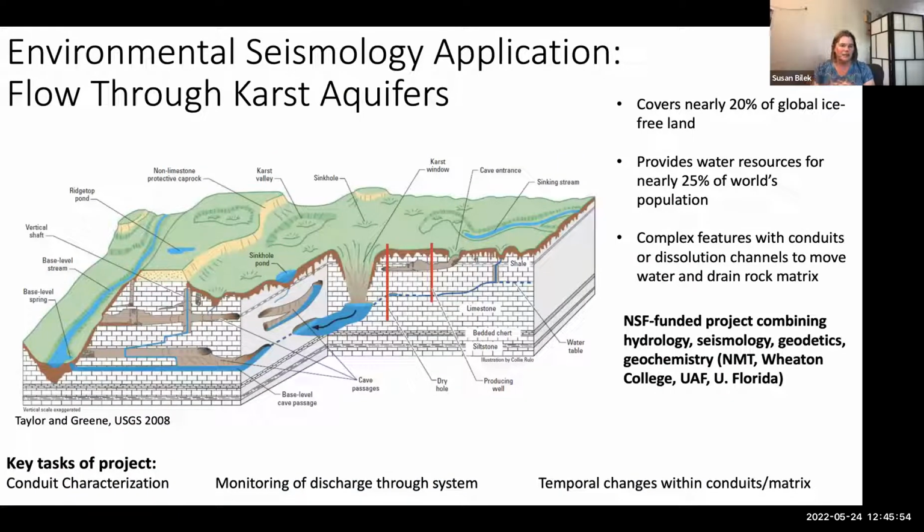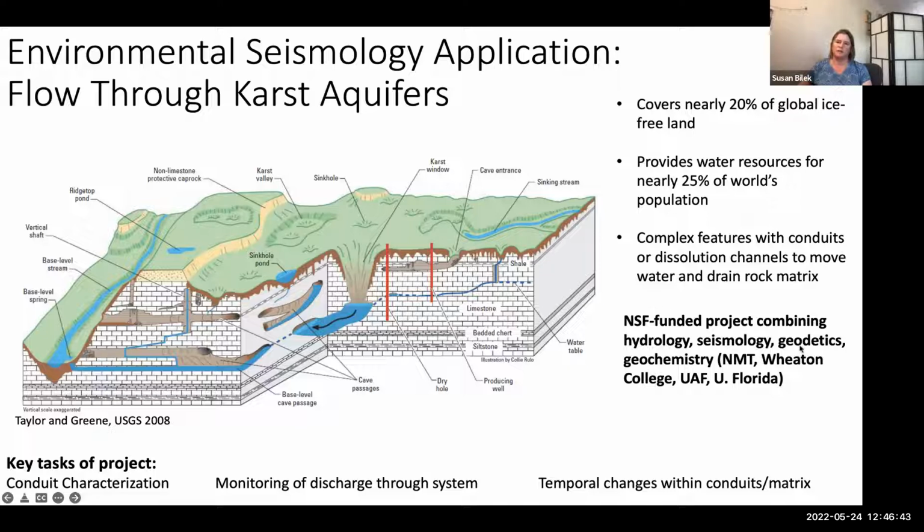With the last 5 minutes of the talk today, I want to really briefly highlight some of my other watery projects. That's some work that we're doing to explore a complex karst aquifer system. Karst aquifers are important areas for water resources, yet they also are fairly complex, with the subsurface conduits and the interactions of water between the conduits and the matrix. I've been involved in a joint seismic, geodetic, hydrology, geochemistry study to look at ways to better characterize the conduit system and understand the flow through these karst aquifer systems.